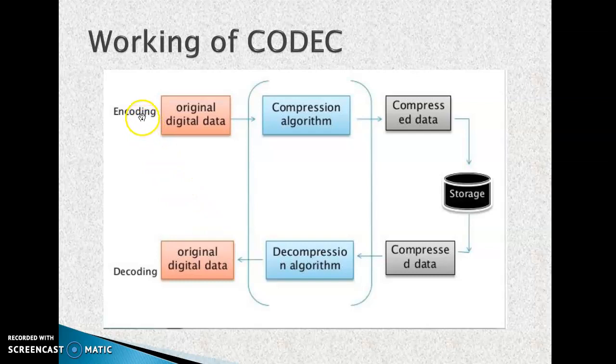Firstly, you start in encoding where you have your original digital data. You apply a compression algorithm onto it. You will get a compressed data. You will put that onto a storage. From the storage, you will retrieve compressed data at the decoding end. Then you will apply a decompression algorithm to it, and then what you will get back is a kind of original data. Obviously, it will be a kind of lossy compression.